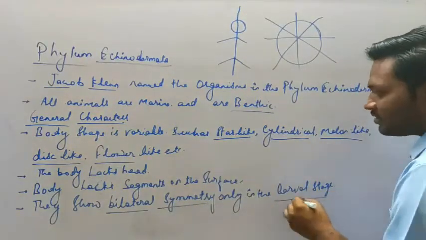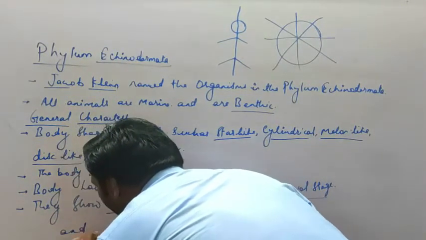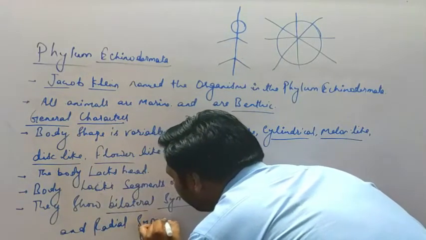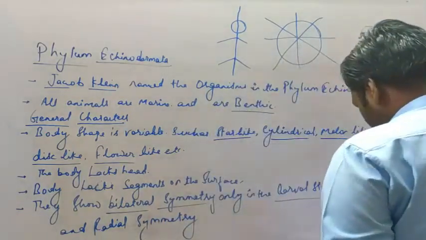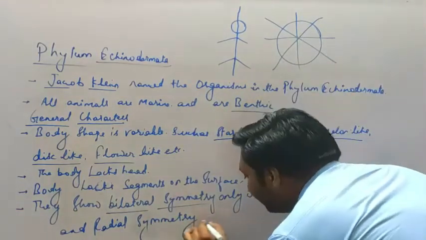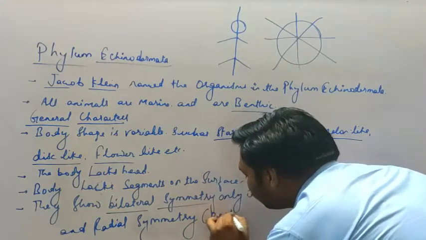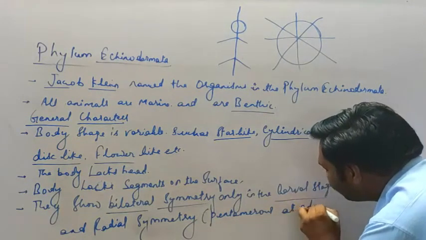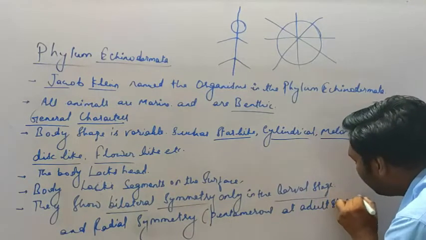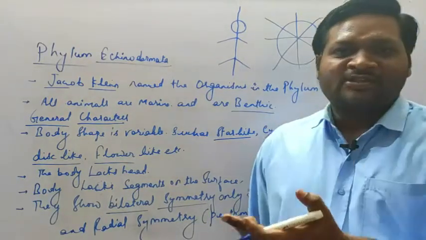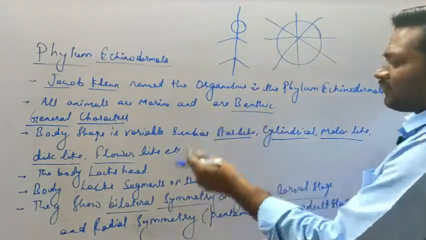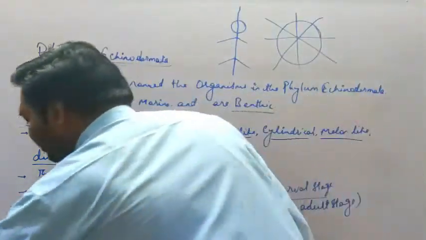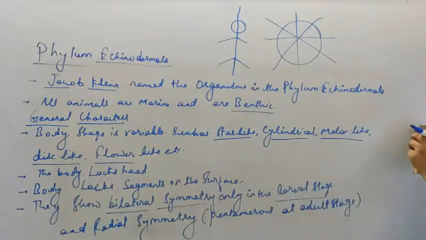And this is the larval stage, and radial symmetry like pentamerus at adult stage. Okay, so radial symmetry is seen in adult stage and most probably pentamerus if we talk about the starfish. Okay, so that is pentamerus. So these are the few points. Again, we'll discuss more general characteristics. Okay, so I'll rub this. You can pause the video and note down these points.